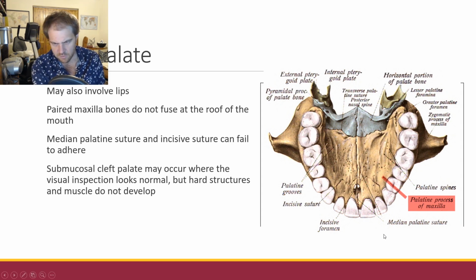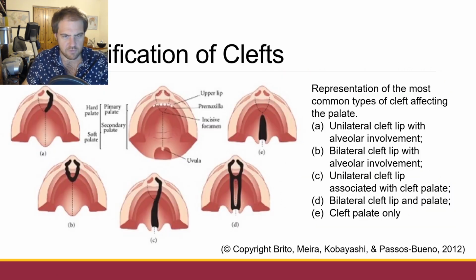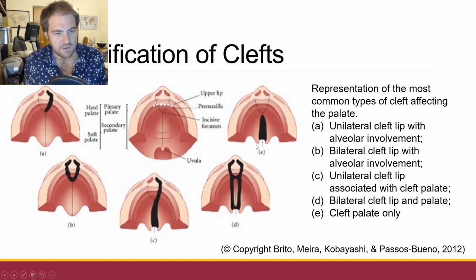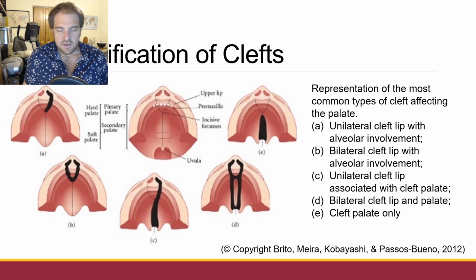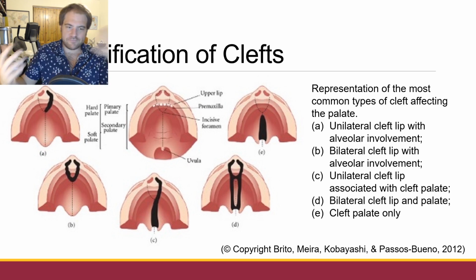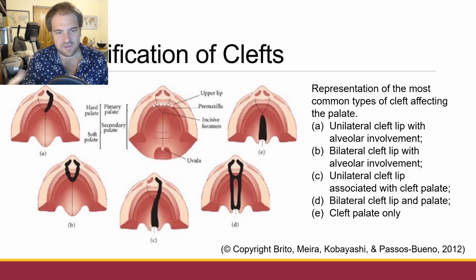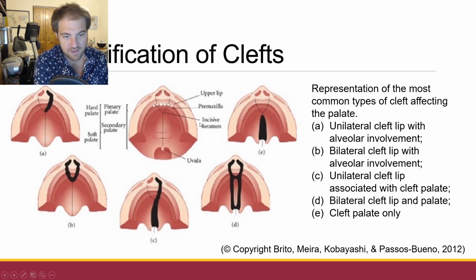Okay, so let us move on. So now we're back to this slide. And this should make a little bit more sense to you now, now that you know the anatomy and physiology of what's going on with the roof of the mouth, essentially, right? The anatomy of the roof of the mouth, now it makes a little more sense. You've got your incisive suture right here. This is what's open. You've got your palatal suture right here, and that can fail to close as well.